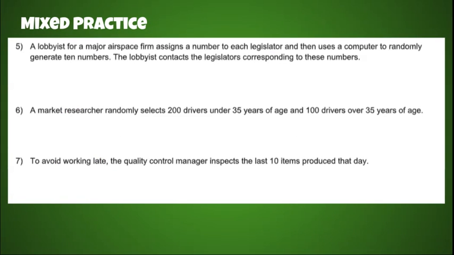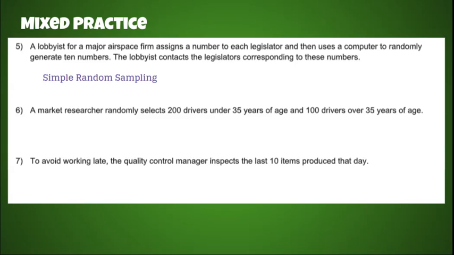Number 5, a lobbyist for a major aerospace firm assigns a number to each legislator and then uses a computer to randomly generate 10 numbers. The lobbyist contacts the legislators corresponding to these numbers. This is just like picking them out of the hat. It's simple random sampling. Instead of a hat, you use a computer to do the work for you.